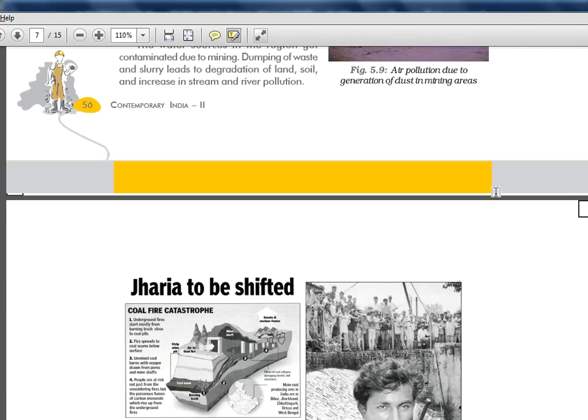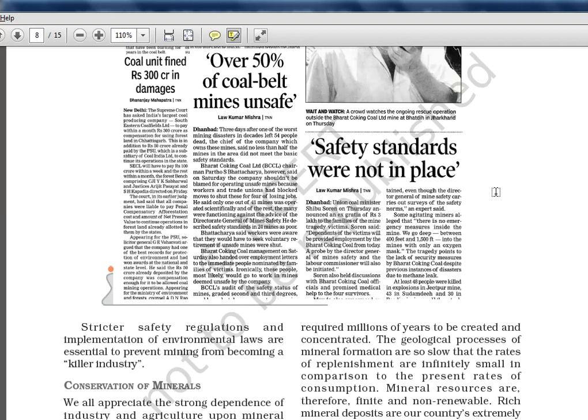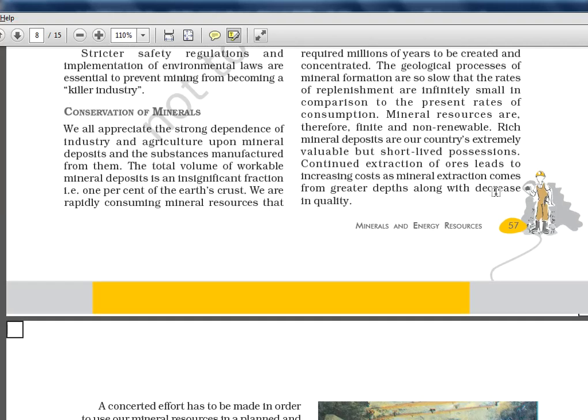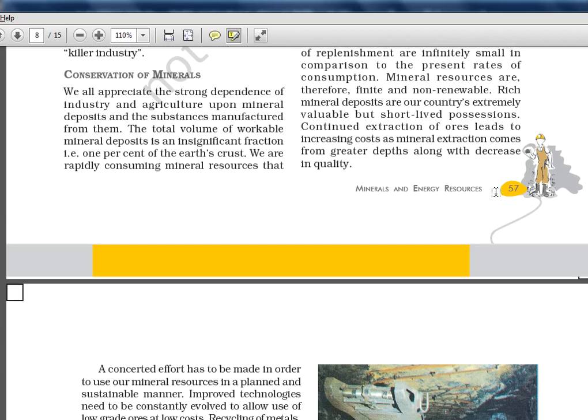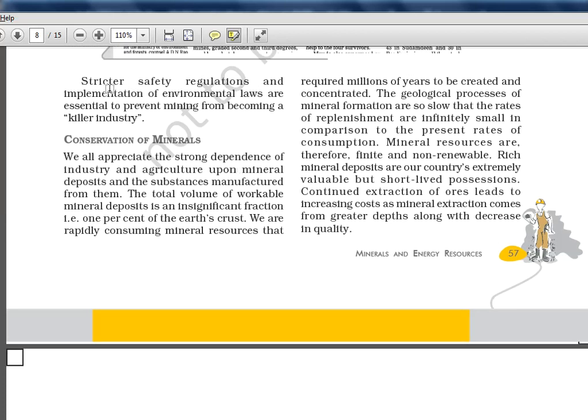Hazards of mining related questions in mains, I don't think it has come. Maybe mining schemes would have come, extraction and auction and all, but the actual dangers of mining have not been asked in UPSC. So stricter, safer regulations are needed. Mining can become a killer industry. They are telling it's a hazardous process, so children and all should not be allowed. Anyway, the child labor laws now are very strict, so it won't happen.